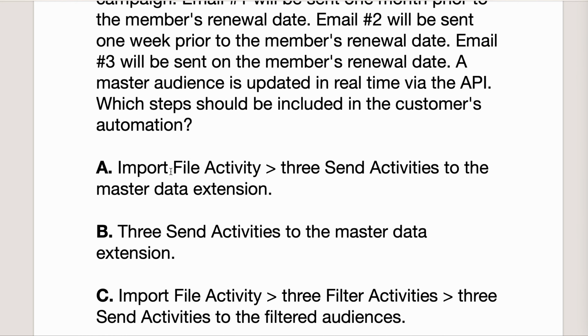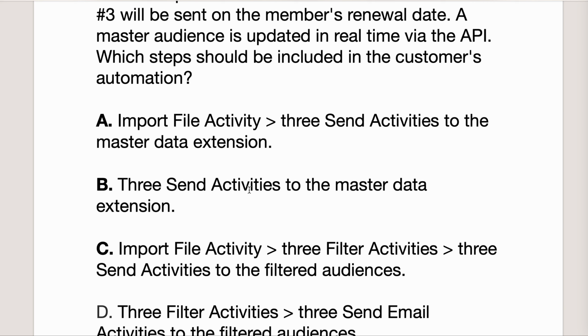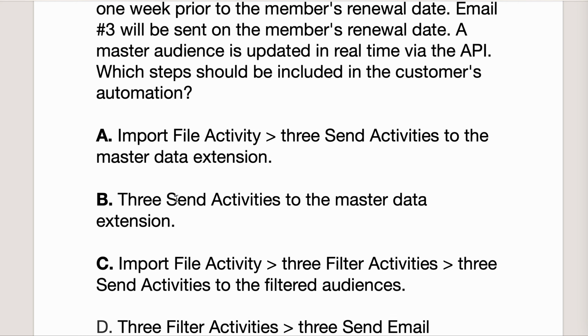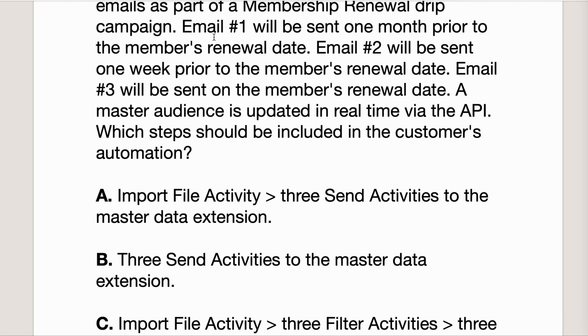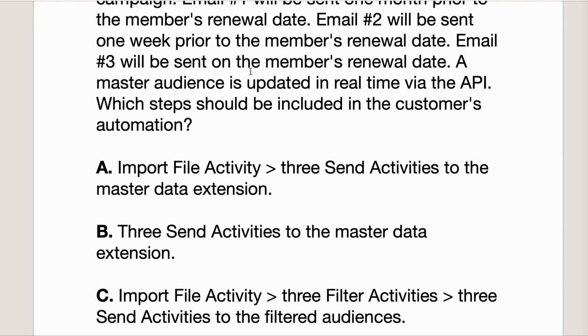So import file activity will not work because you will not be using any files. Option 3, send activities with a master data extension to all the audience every time you send out. That also will not work, because you want to send one email for the renewal date and a second for 1 week prior, right?